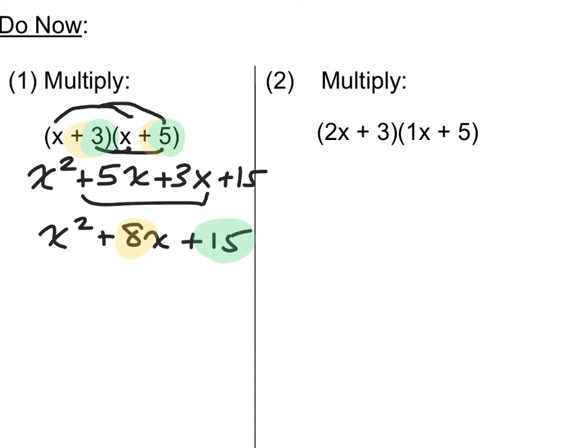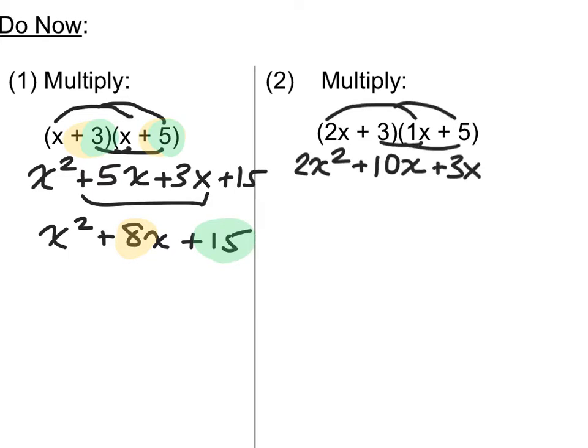All right, because in this case we have 2x by x is 2x squared. 2x by 5 is 10x. 3x by 1 is 3x, or by 1x. And 3 by 5 is 15.